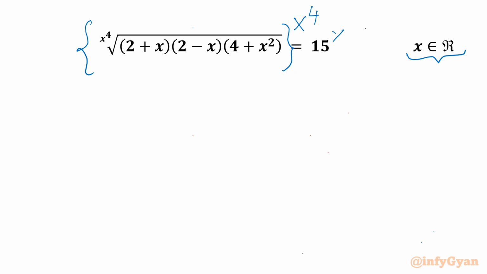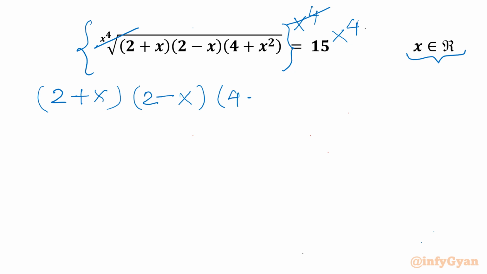This side also exponent x to the power 4. Now we can cancel a square root and power. So our equation will become (2 plus x)(2 minus x)(4 plus x square) equal to 15 to the power x to the power 4.